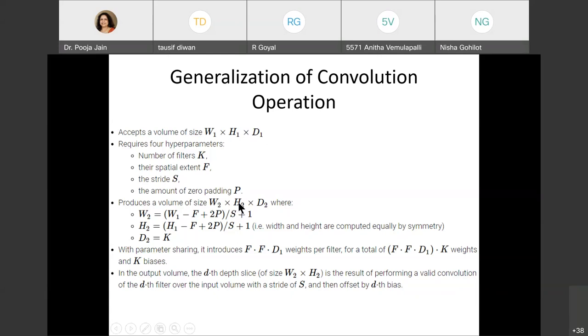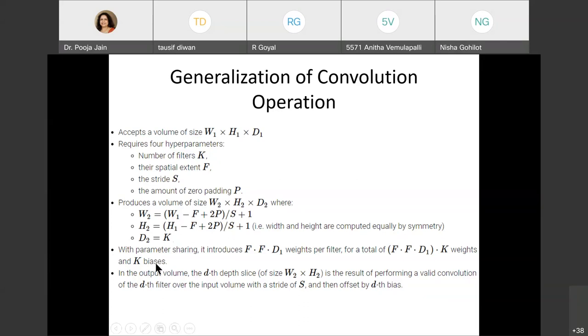How do you calculate W2 and H2? We already know the formula: W minus F plus 1, when we are not applying any padding and the stride is 1. But when we apply padding and the stride is not unity, the formula is (W1 plus twice P, the effective width, minus F) divided by S, plus 1. Similarly, H2 is (H1 minus F plus twice P) divided by S plus 1, and D2 is equal to K, which means the depth of the output is equal to the number of filters that we are applying. So D2 is equal to K.